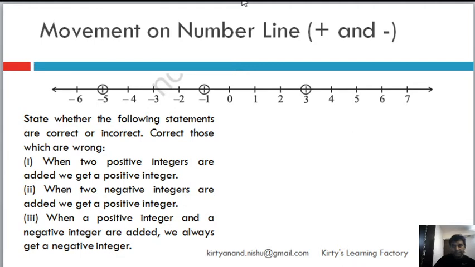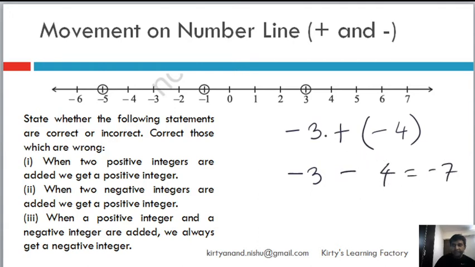Right, so next one is when two negative integers are added we get a positive integer. Let's see for ourselves. Let's add a negative integer -3, okay, and then let's add it to another negative integer, let's say -4, okay, just an example, and let's see what happens. -3 plus -4, you know, adding a negative integer is equivalent to subtracting a positive integer. So it becomes -7, right? So we are adding two negative integers, okay.